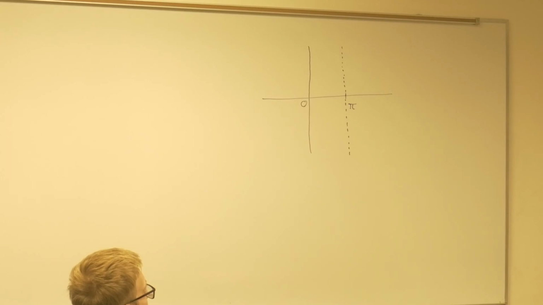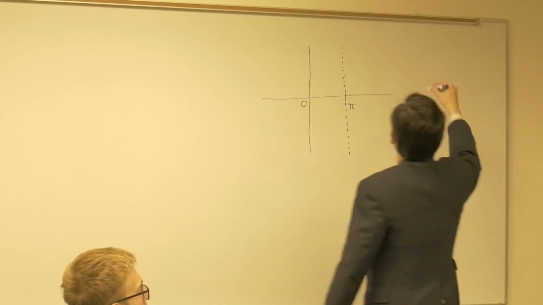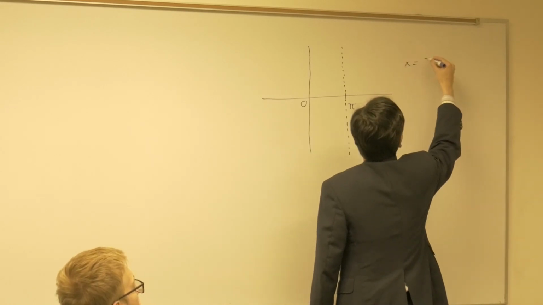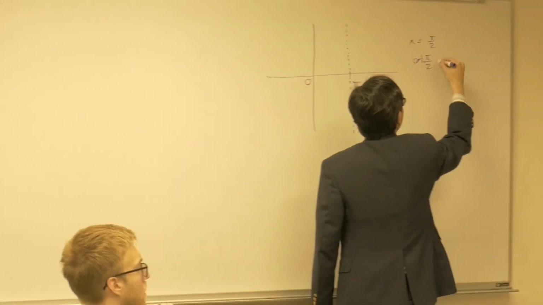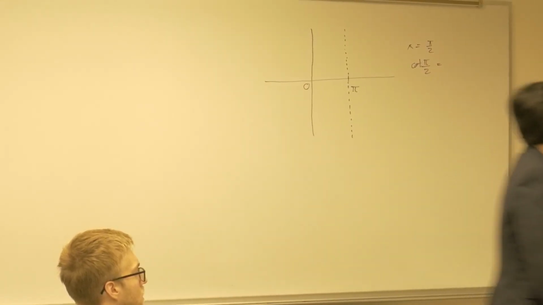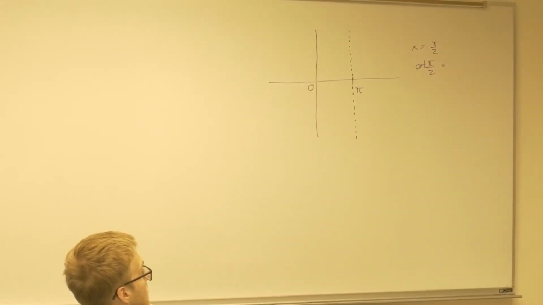Alright, can anyone tell me if x equals 0, cotangent equals what? Cosine? No, it doesn't work, right? It's undefined there. How about if x equals pi over 2? Let's say x equals pi over 2, and cotangent equals what? Cotangent of pi over 2 gives you what? 0. It will be 0, right?